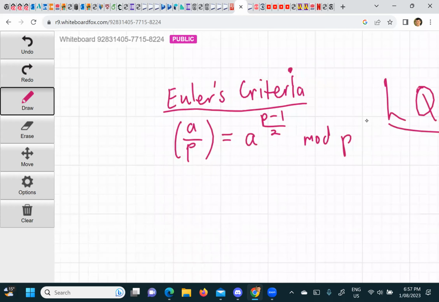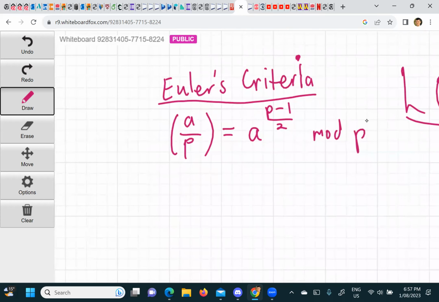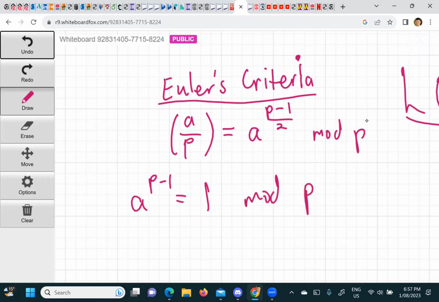Fermat's little theorem, for if it's a square. By Fermat's little theorem, if a is a multiple of p, then obviously both of these are 0. So we only have to consider the case where it's plus or minus 1. But by Fermat's little theorem, if a is not 0, then a to the p minus 1 is equal to 1 mod p. That's Fermat's little theorem.